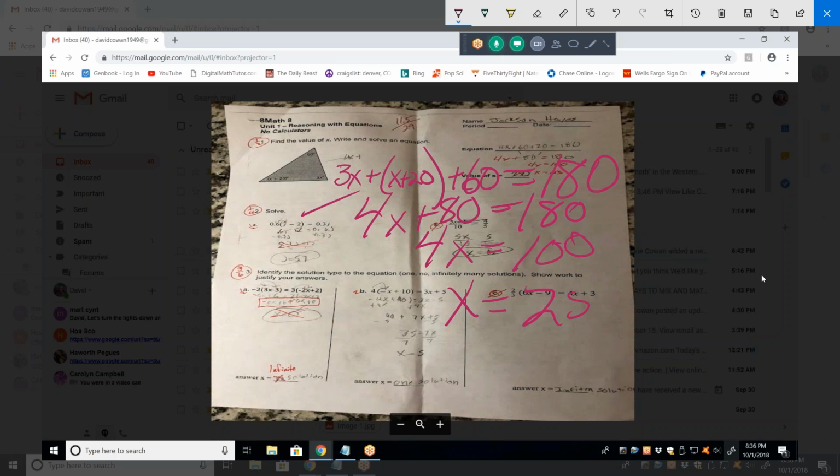Okay. You don't even need to tell me how you're doing it. Just tell me the next line. If you give me a correct next line, I know you're doing it right. So, that's what the problem was, to find the value of x. We did. It's 25.